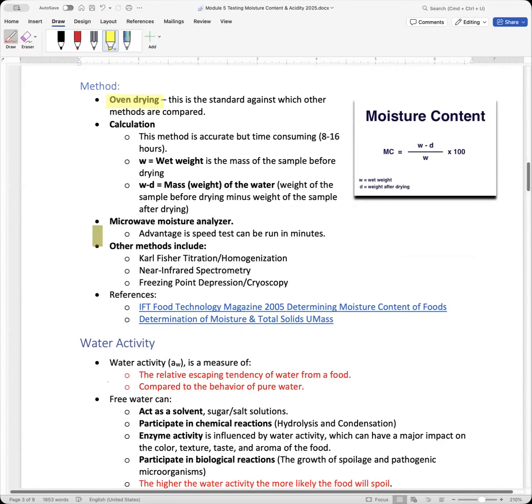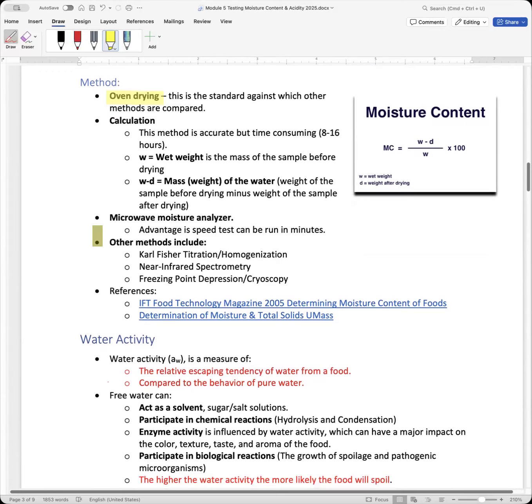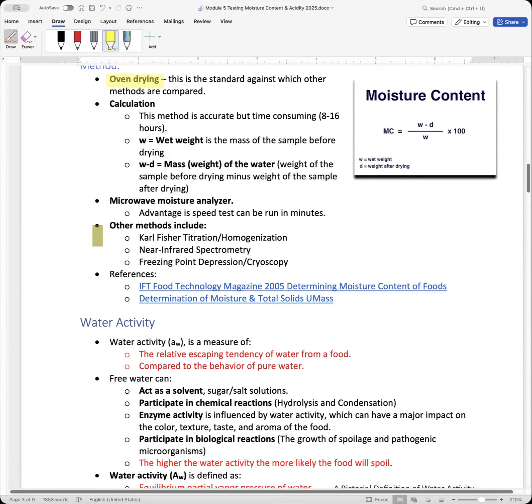Yeah, I've spent some time in the lab with them. They use a microwave moisture analyzer. That is the tool that they use. Yeah, that is correct, because it's fast, right? Because the other one, oven drying, takes from 8 to 16 hours. This was done in I think 3 minutes and 30 seconds or something like that. Perfect, perfect. Okay.